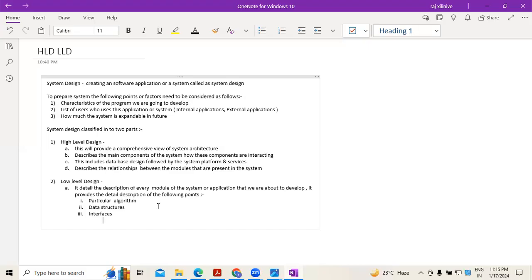Then next we discuss about the design patterns and all. And the next, using the software as specified, how to create high level and low level designs is what I'll be showing in next sessions.